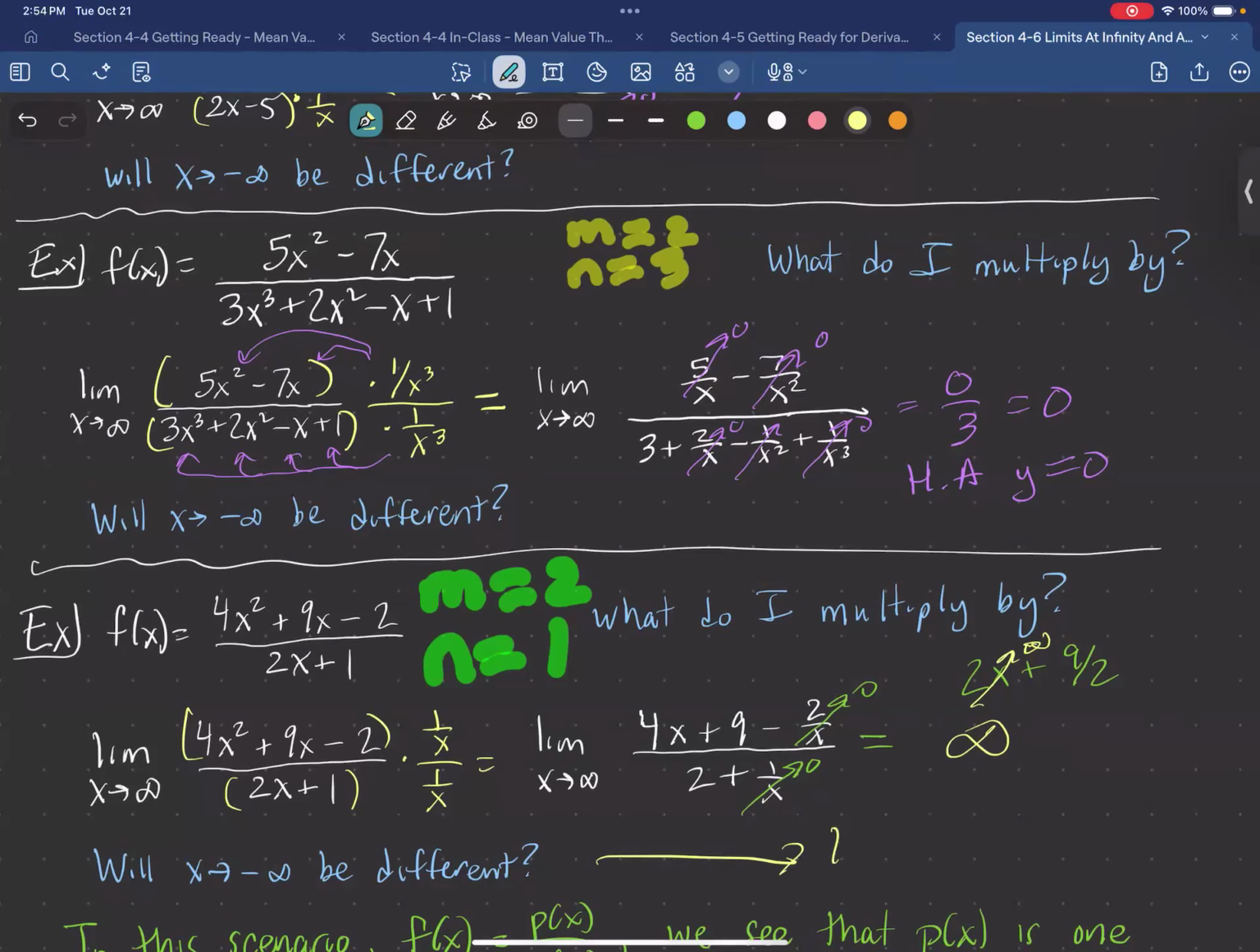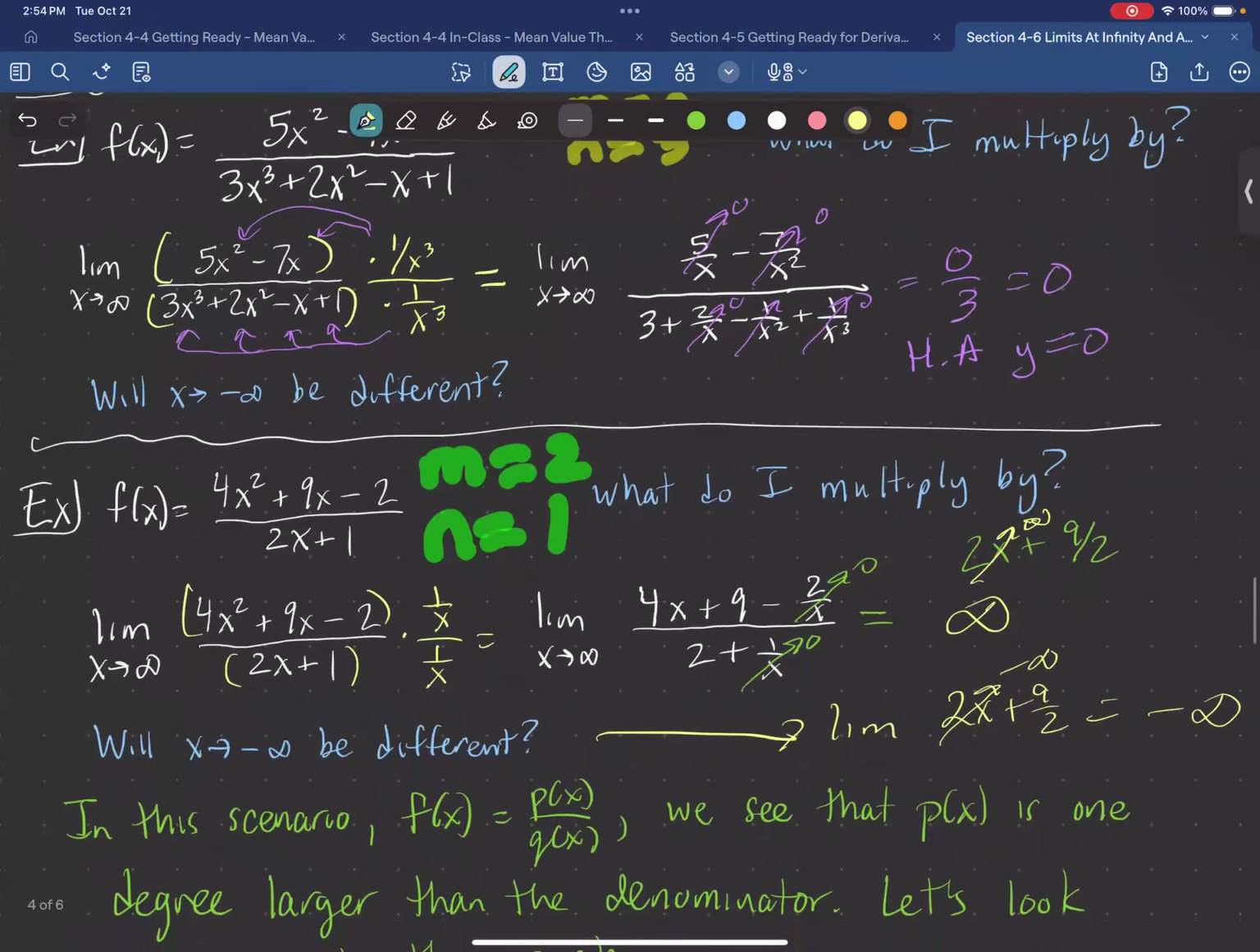The limit should be negative infinity, because we've got it down to 2x plus 9 halves. That's going to negative infinity. This should be negative infinity now. So it will change. In this scenario, we had p of x over q of x, and the degree of the numerator on top was 1 larger than the bottom.